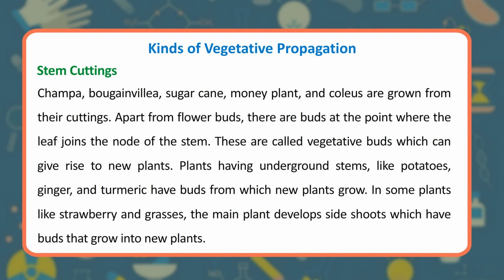Apart from flower buds, there are buds at the point where the leaf joins the node of the stem. These are called vegetative buds, which can give rise to new plants. Plants having underground stems, like potatoes, ginger, and turmeric, have buds from which new plants grow. In some plants like strawberry and grasses, the main plant develops side shoots which have buds that grow into new plants.